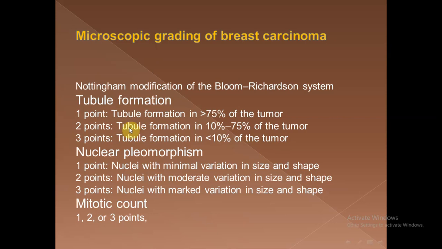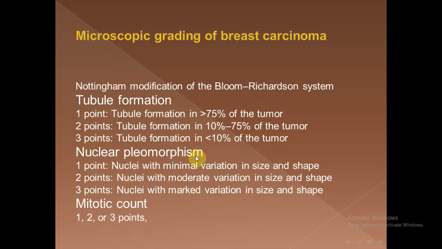So we see here tubule formation, if it is more abundant in the tumor histologically, this gives a better prognosis, and it gives a low point. We give 1 point if the tubules are large in their number.